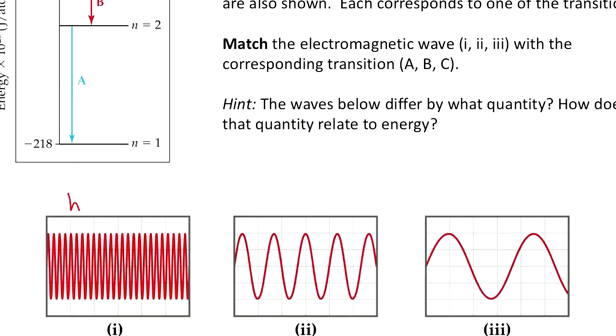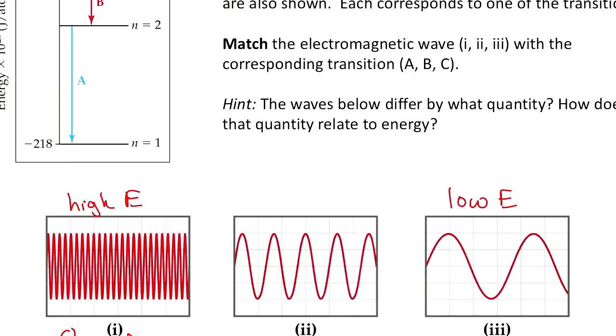1. This one has high energy. Why does it have high energy? Because it has a short wavelength. Therefore, wave 3 is going to have very low energy because it has a very long wavelength. And then 2 is in the middle. All right, so can we match these different waves with these different transitions?